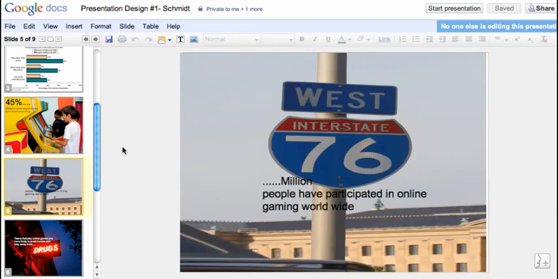Next, I incorporated a 76 on the sign because that matched a statistic that I had from my research through the Pew internet website. And that's 76 million people have participated in some form of online gaming, and that's worldwide.